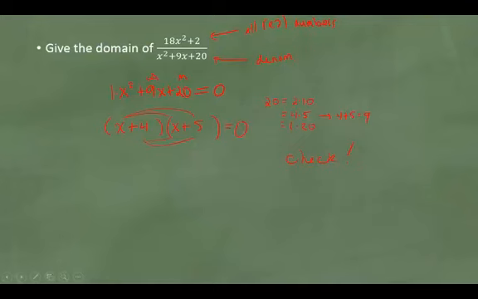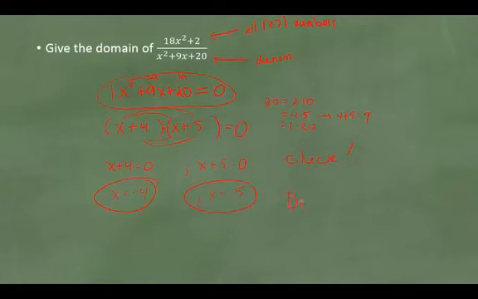Okay. Remember, when two things multiply to each other to give you 0, one of them has to be 0. So either x plus 4 equals 0 or x plus 5 is equal to 0. And these two things have two solutions. This says that x will equal negative 4 and x will equal negative 5. So the denominator is equal to 0 when x is equal to negative 4 and when x is equal to negative 5. So that means negative 4 and negative 5 are not part of the domain.